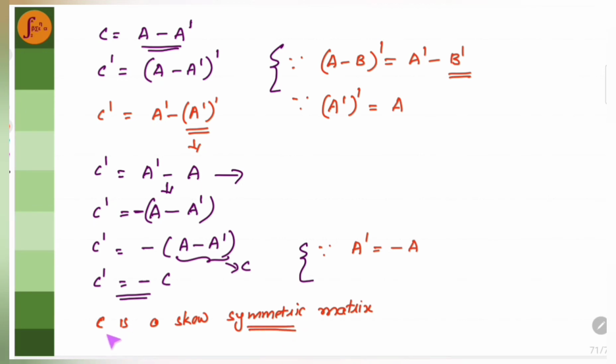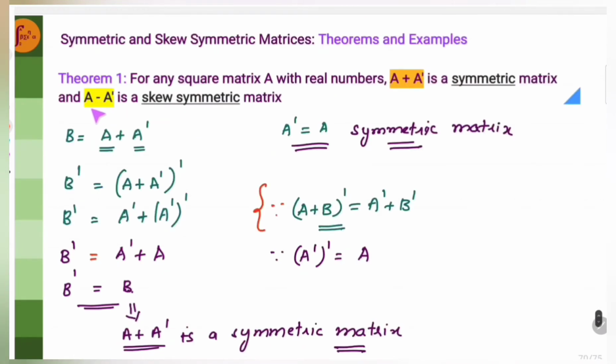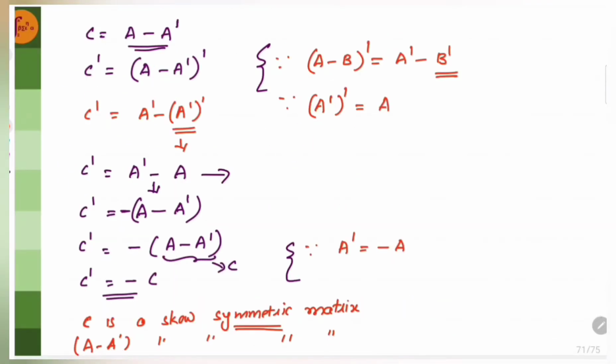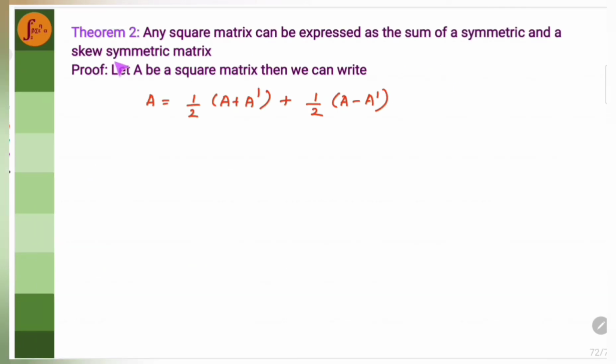Now what is C? We had assumed C to be A minus A transpose, which is nothing but A minus A transpose is a skew symmetric matrix. As per the theorem, we'll have to prove that A minus A transpose is skew symmetric. So we proved here that A minus A transpose is skew symmetric. Both the cases are proved. Now let's go to the second theorem.